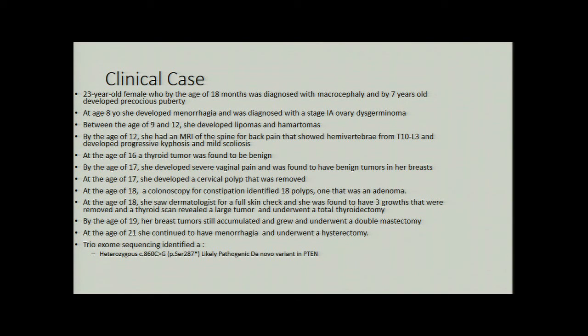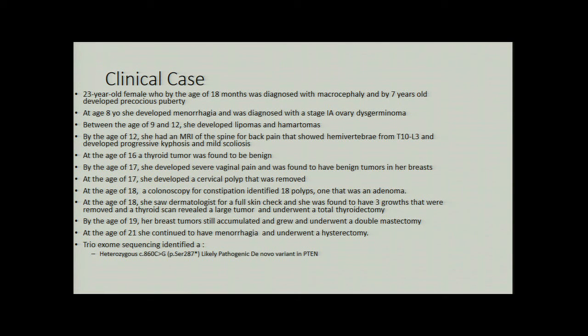And then a follow-up thyroid scan determined that her lesion had increased in size, and she developed additional ones which required thyroidectomy. By the age of 19, her breast lesions that had been identified earlier had accumulated and grown so many that they couldn't actually differentiate them on echoes and surveillance, so they had to do a double mastectomy. By the age of 21, she continued to have this horrible menorrhagia, and she underwent a hysterectomy.